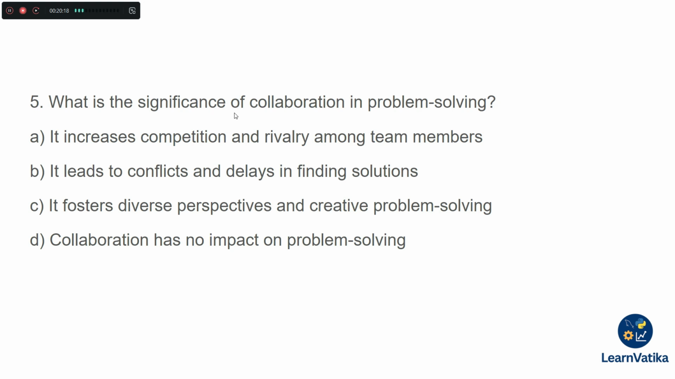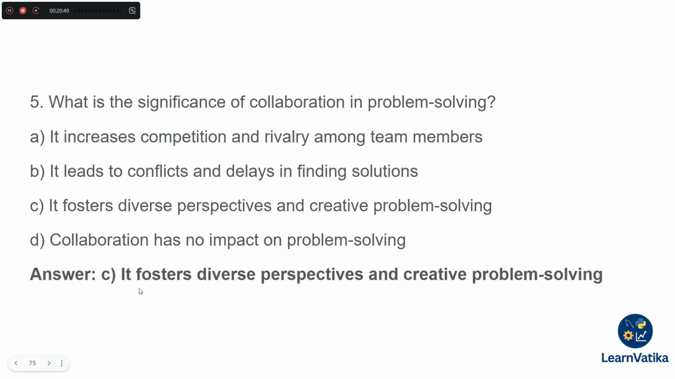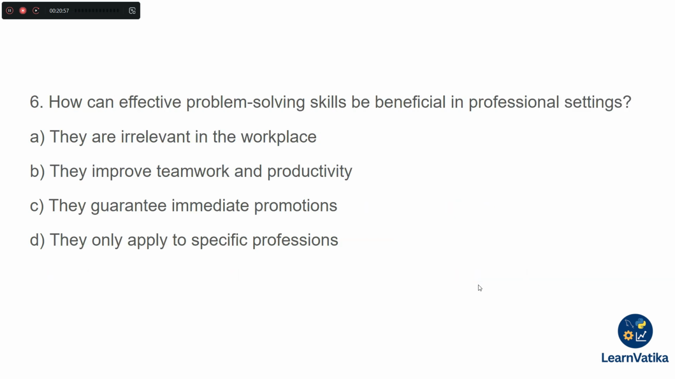Question 5. What is the significance of collaboration in problem solving? Option A. It increases competition and unreliability among the team members. Option B. It leads to conflict and delay in finding solutions. Option C. It fosters diverse perspectives and creative problem solving. Option D. Collaboration has no impact on problem solving. The solution is option C. It fosters diverse perspectives and creative problem solving.